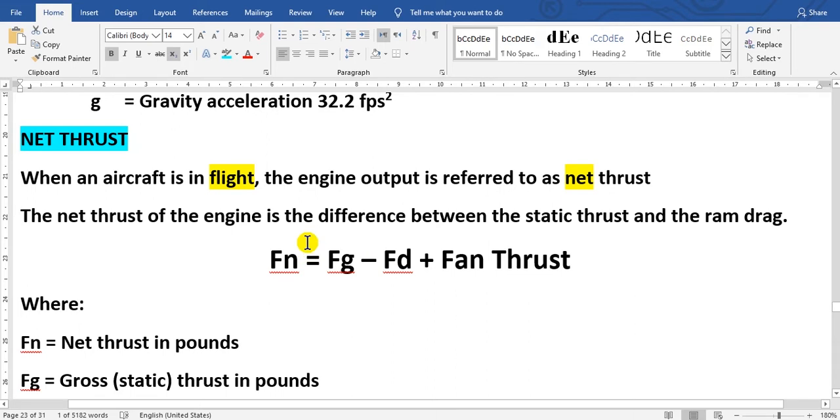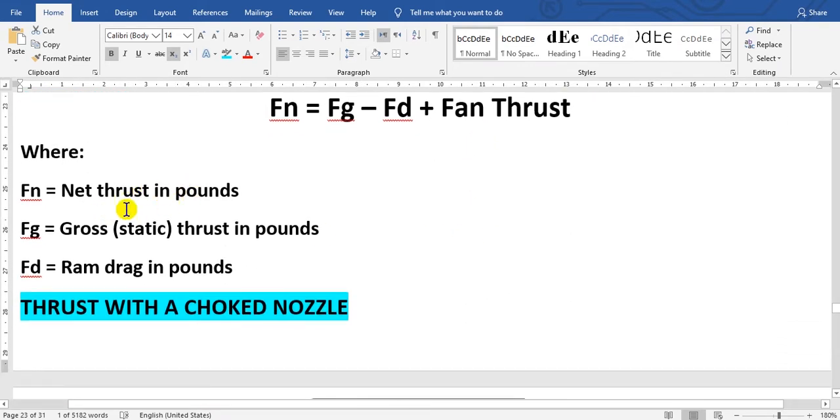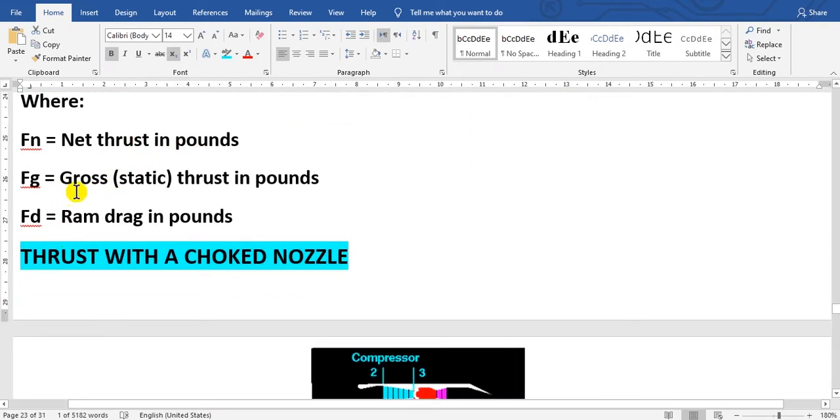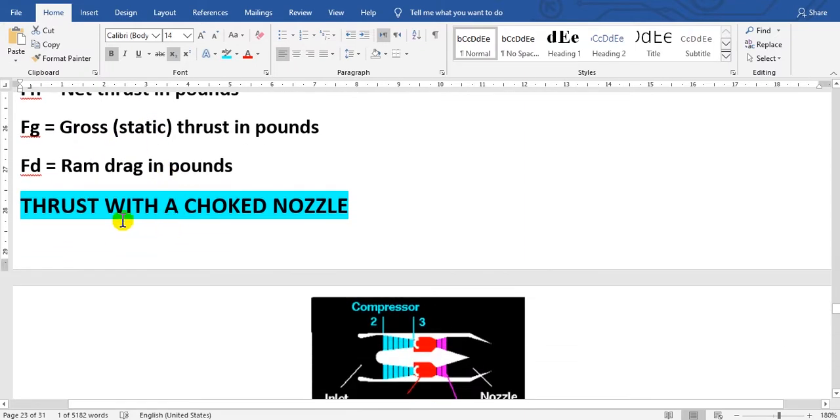So the net thrust is the static thrust minus the drag of the aircraft plus the fan thrust. This is the net thrust, the gross or static, and this is the ram.